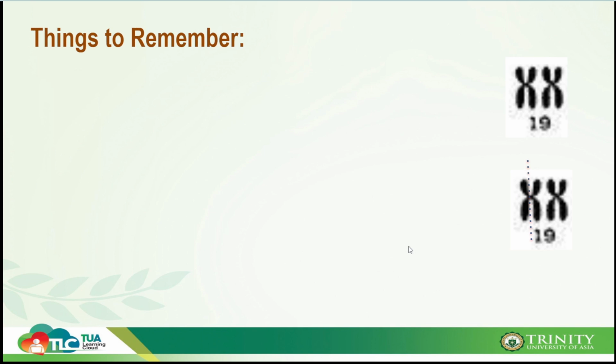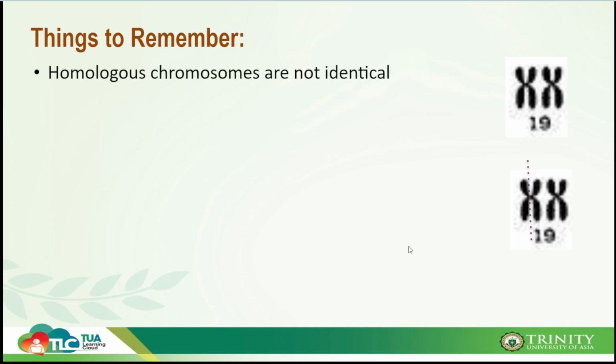So just a few things to remember. First, homologous chromosomes are not identical. So here, we have an image of homologous chromosomes. So ito, 'di ba? 2 copies. Sabi natin 1 pair each chromosome. So itong pair na to, they are not identical. They can have different alleles of genes, and ibig sabihin ibang trait completely yung dala-dala kahit na pareho silang number 19. They do not necessarily code for the same traits or genes.